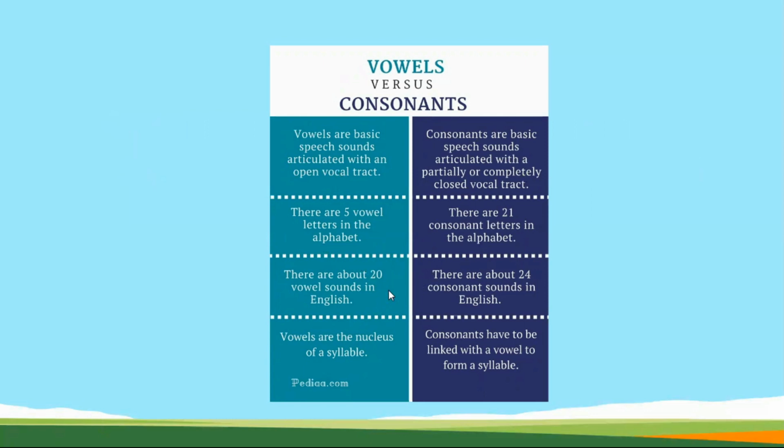There are about 20 vowel sounds in English. So what are the 20 vowel sounds in English? The 5 vowels we all know. When there is a combination of 2 different vowels, there another vowel sound is added, such that there are different combinations of vowels. So we say there are 20 vowel sounds in English and 24 consonant sounds.